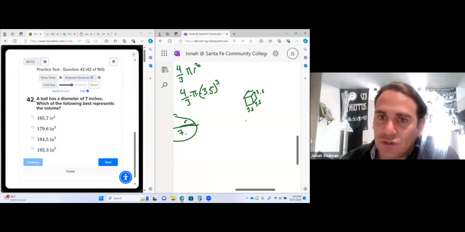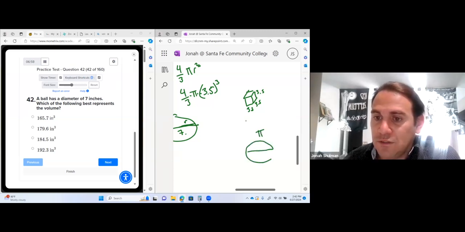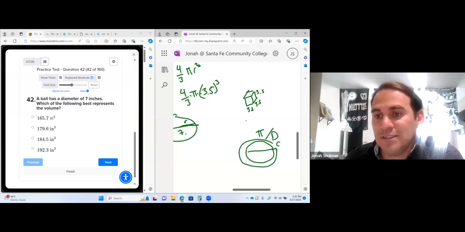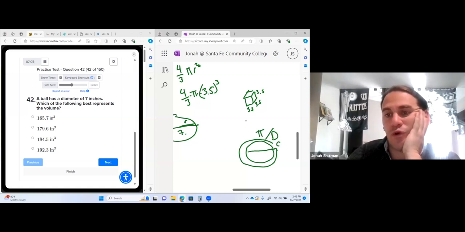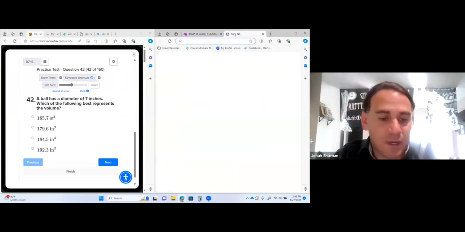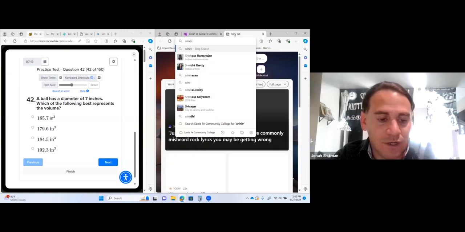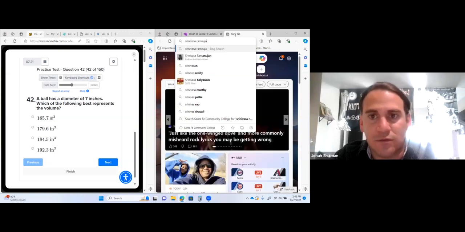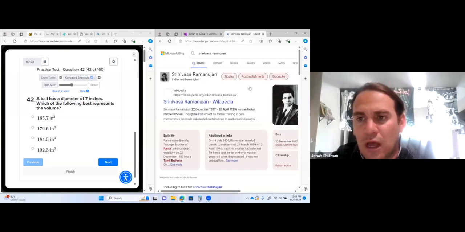And pi is just a circle constant. Pi itself is the circumference, the distance all the way around a circle, divided by its diameter. So if I take the whole circumference and divide it by the diameter, no matter what circle it is, I get 3.14. That was actually discovered by Srinivasa Ramanujan, who's pretty cool.